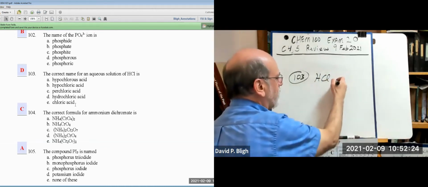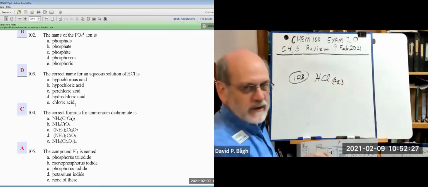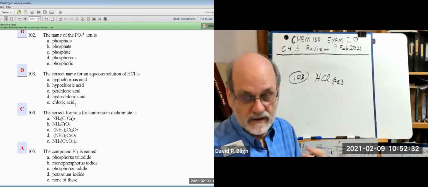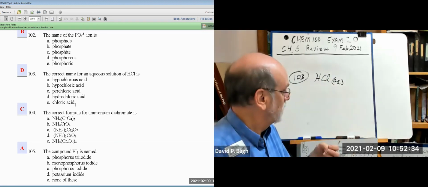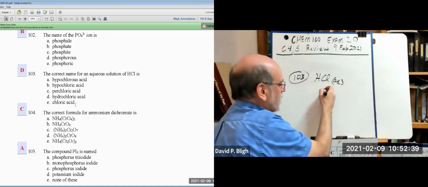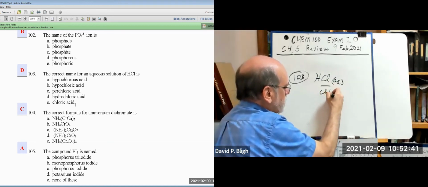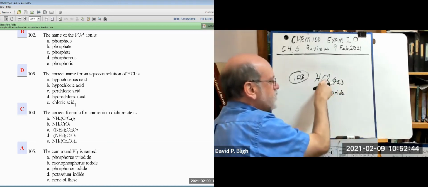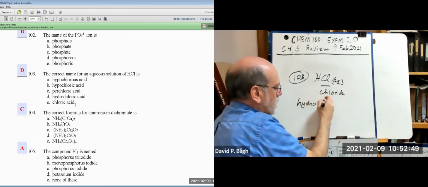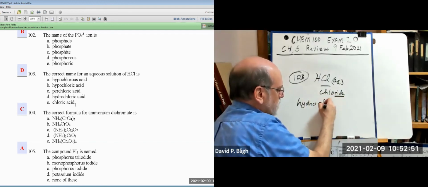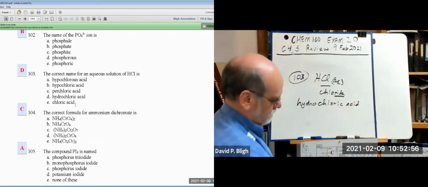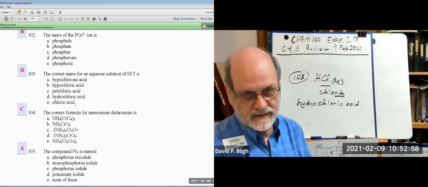103. What's the correct name for HCl? Aqueous solution of HCl. Right? What would it be if it were not in water? HCl would be a gas. It'd be a fairly noxious gas too. So it would be hydrogen chloride. And if this is chloride, and there's no oxygen, you say hydro. Change that to ic. Chloric acid. Hydrochloric acid.